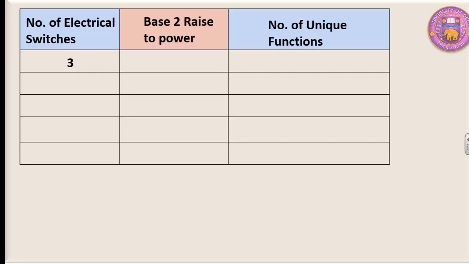Now, we learned that if there are three electrical switches, then in combination they can have 8 unique functions. Similarly, if we have 4 electrical switches, then we can generate 16 unique functions. Similarly, 5 electrical switches, then 2 raised to power of 5, it becomes 32 unique functions. And in case we have 6 electrical switches, 2 raised to power 6, then the total number of unique functions becomes 64. It means we can assign these 64 unique functions to 64 unique characters.